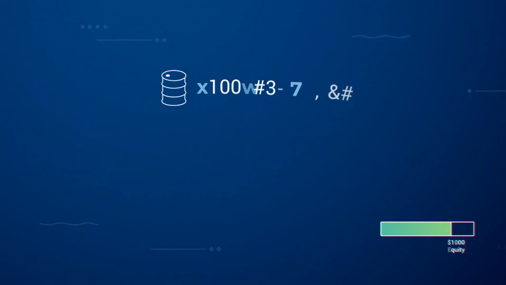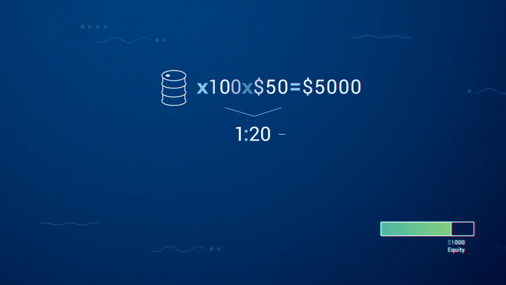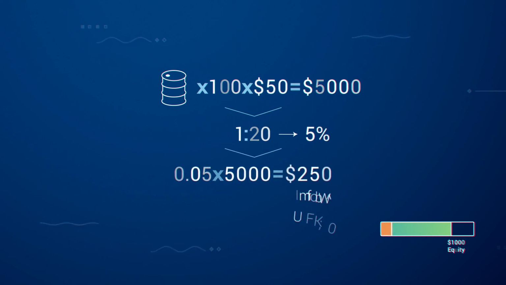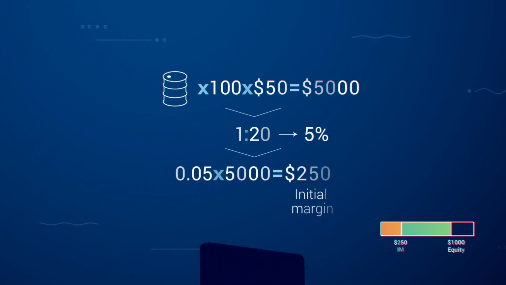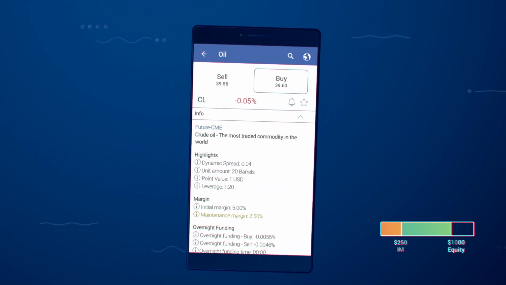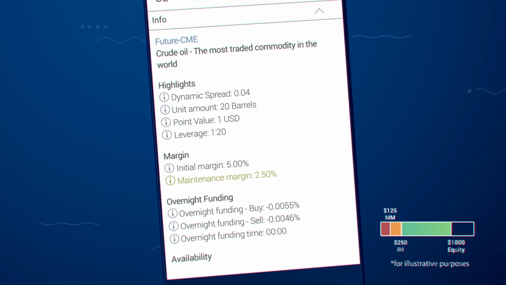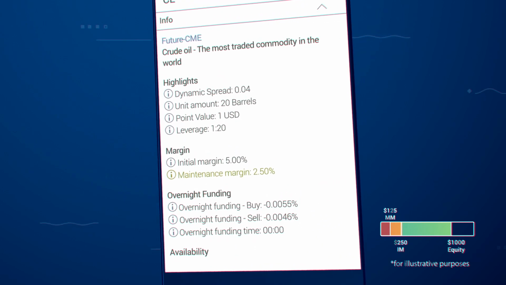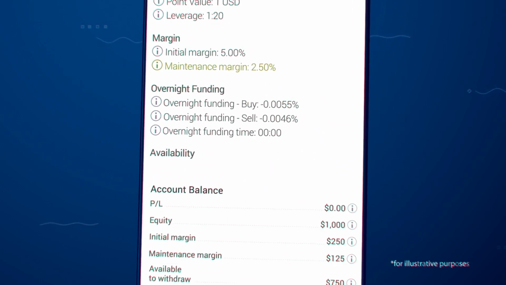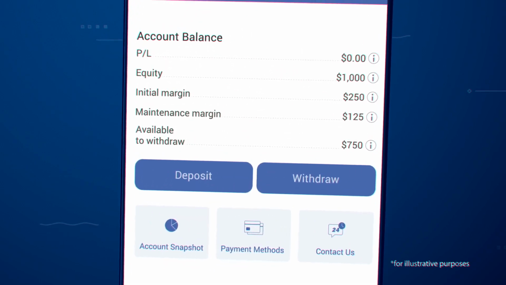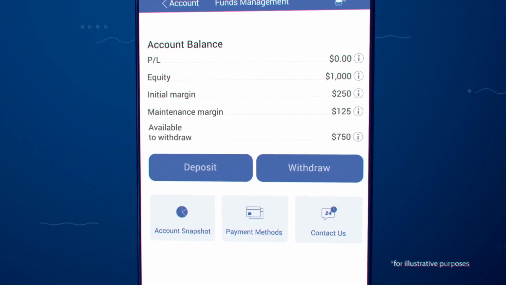If oil is trading with a leverage of 1 to 20, it means that initial margin is 5%. So, to open a position of 100 barrels of oil trading at $50 per barrel, you will need to allocate an initial margin of 5% or $250 of the $5,000 trade. For your oil trade, the maintenance margin is 2.5%. This is based on the position's value at time of opening, equaling $125.